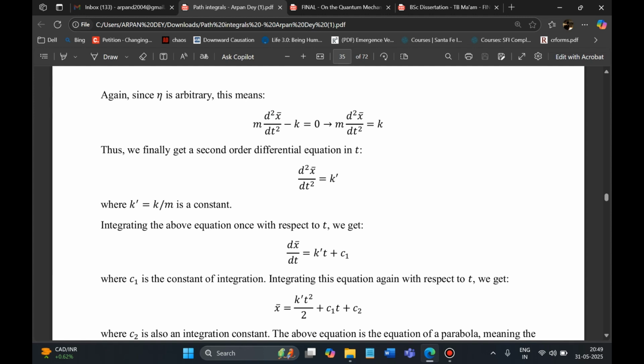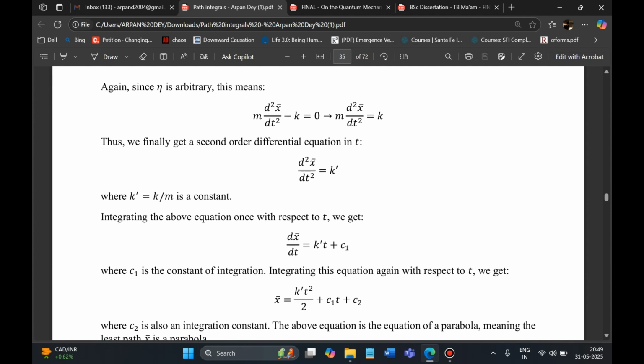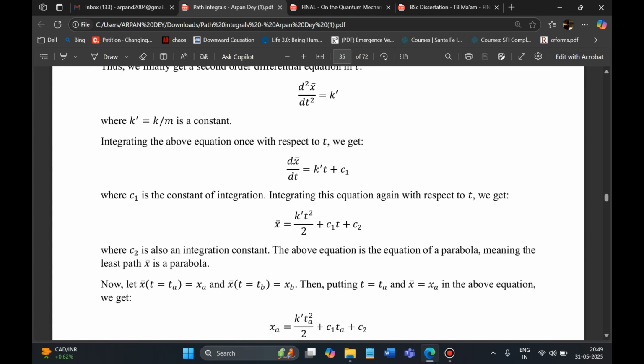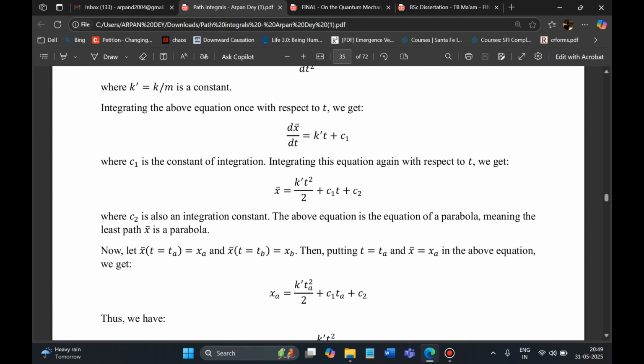Now here x is not any arbitrary position. x is the least path, x bar. So this is actually a second order differential equation: d²x bar/dt² equals k prime, where k prime is just k over m. You just divide by m both sides. k prime is k over m, which is a constant. Now essentially we will try to solve this second order differential equation. So first you integrate this to turn it into a first order differential equation. So you are left with dx bar/dt equal to k prime t plus the integration constant c1.